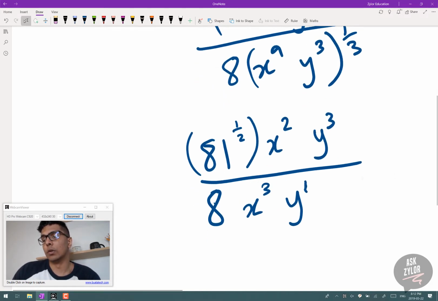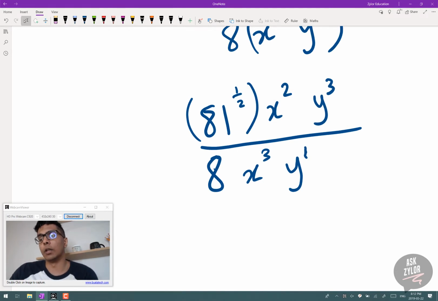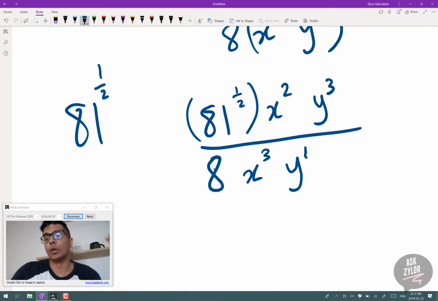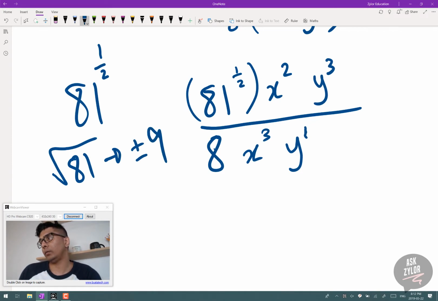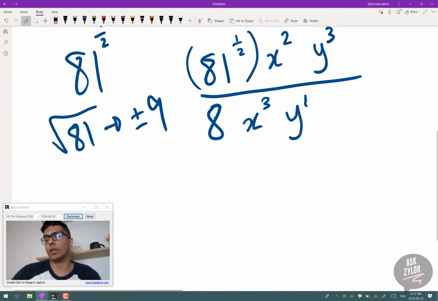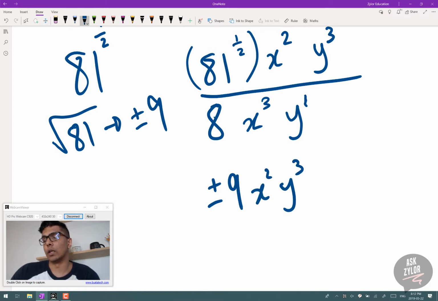Right? So exponents, when I have something raised to the exponent of 1 over 2, the 1 over 2 tells me that I'm going to find the square root of that term. So 81 to the power of 1 over 2 is essentially the square root of 81. Right? So I can get plus or minus 9 as my answer. So I'm going to say plus minus 9 for now. Right? And then I have x squared y cubed over 8 x cubed y.